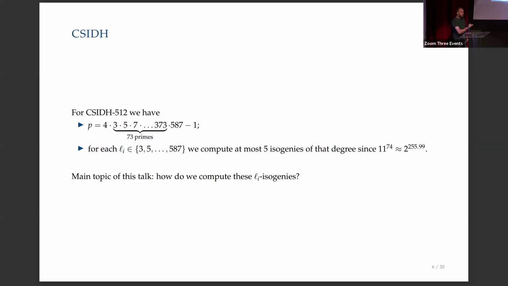So the main topic of this talk will be, how do we actually compute these isogenies? Because in general, isogeny-based cryptography is a bit slow. And computing isogenies of degree 587 is already sort of, well, sketchy is not maybe the word, because in the previous talk, we saw isogenies of degree 3000, etc. But it's already useful to start thinking about optimizing this.